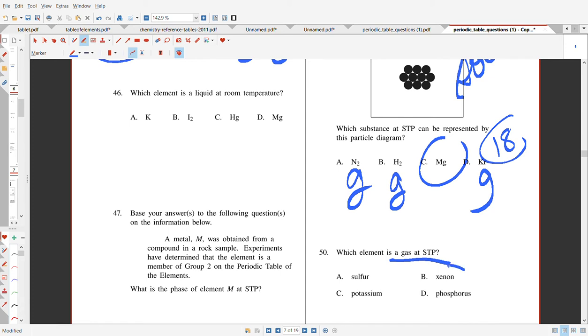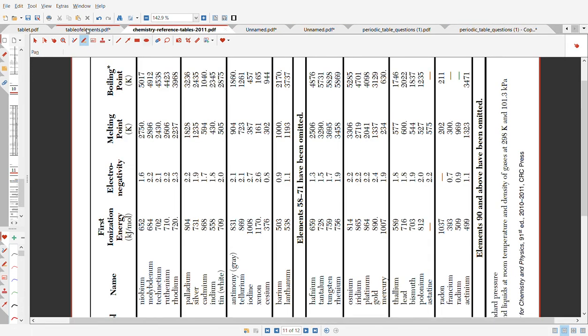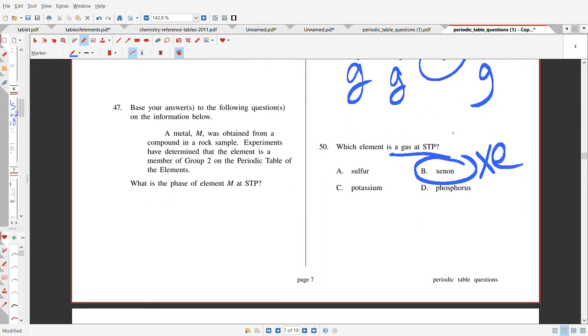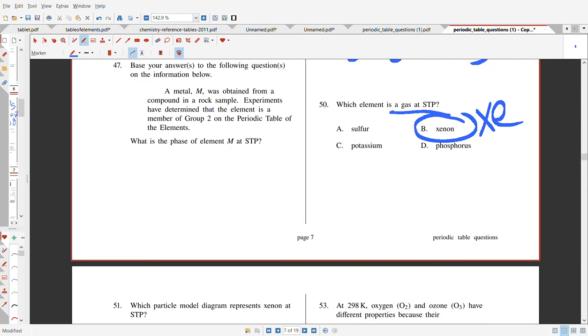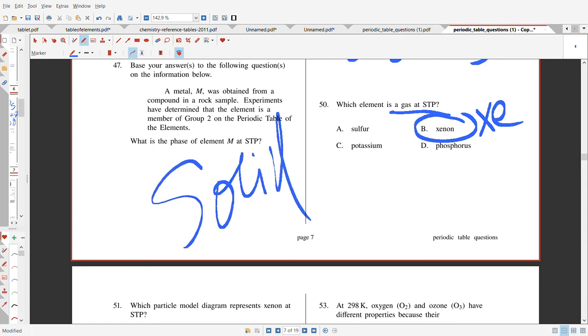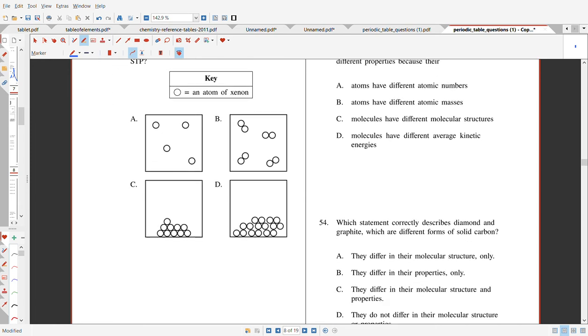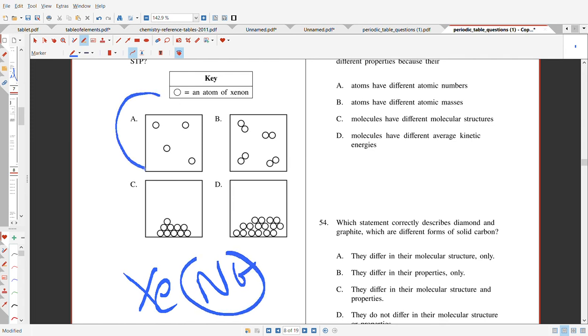Now, which is a gas? Why do I know xenon? Because if I look, group 18 right here are called noble gases, the last column. And then this one, metal M is obtained from a rock sample. What phase is it? Well, if it's a metal, I'm going to say solid. Most of the elements are solids anyway. Now, xenon is a noble gas because it's in group 18, so it looks like this, a gas. If they asked you hydrogen gas, you'd have to know it's diatomic, and it would be that one.